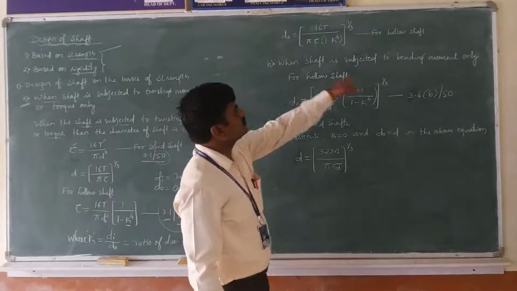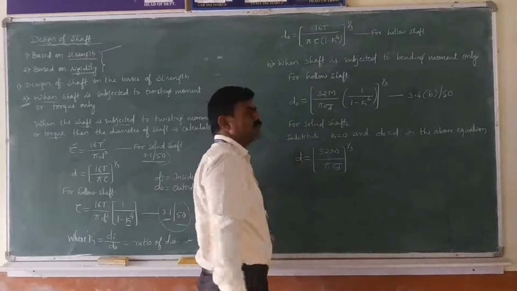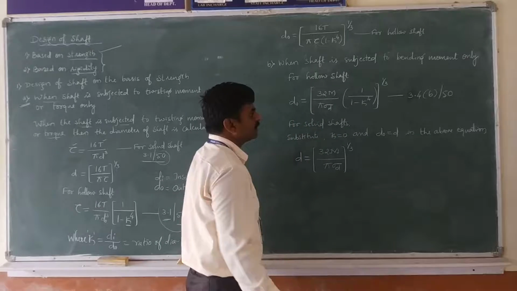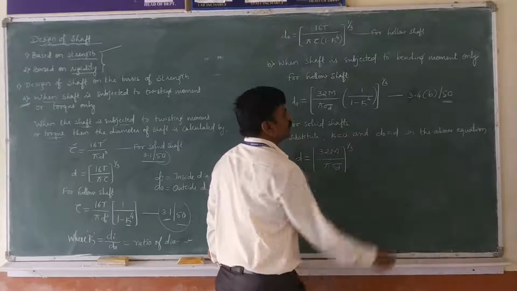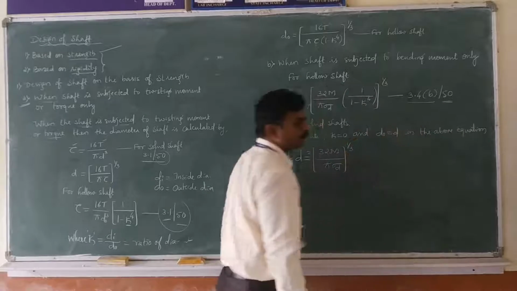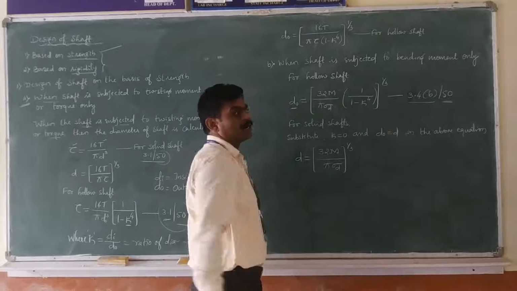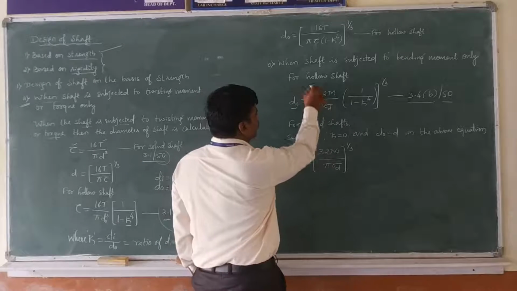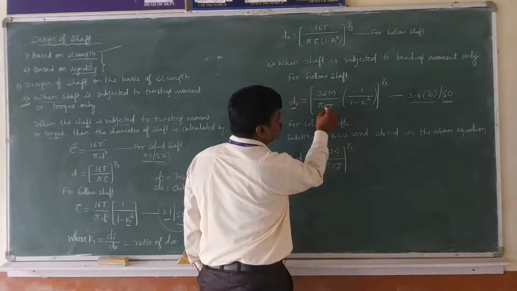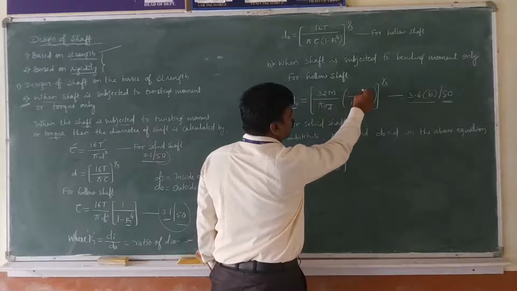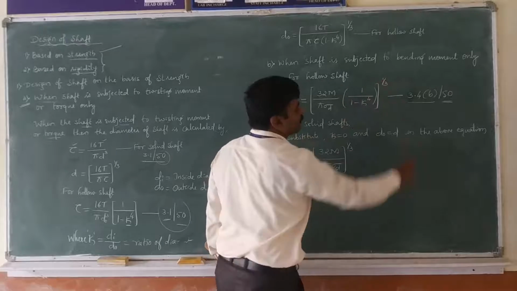The second case is when the shaft is subjected to bending moment only. The equation is available in the data handbook, on page number 50, equation number 3.4b. That is d naught, where d naught is the outside diameter, and d naught is equal to 32M divided by pi sigma d, times the bracket 1 divided by 1 minus k raised to 4, and the whole raised to 1 by 3.